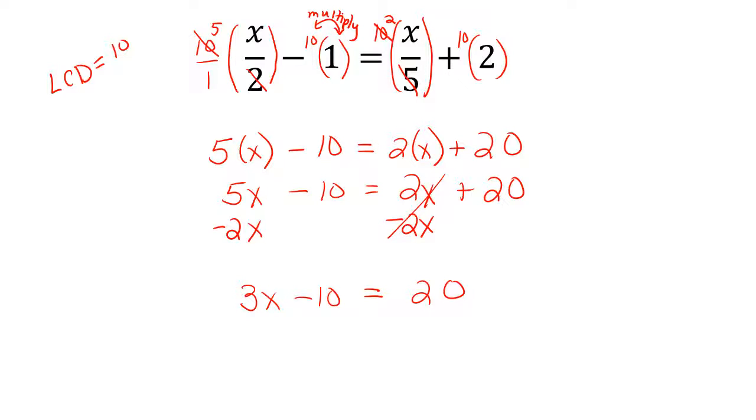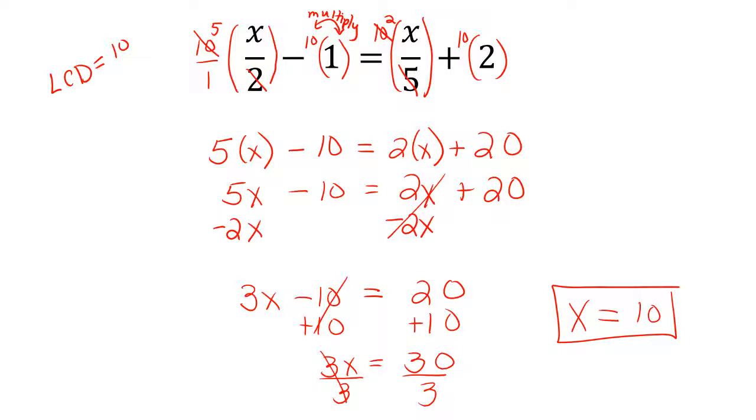Now I can use the addition property to isolate the x term. The opposite of negative 10 is plus 10, so add 10 to both sides. 3x is equal to 30. I am now at the last step, which is the multiplication property. The multiplication property also says that you can divide by the coefficient 3 here. So I divide both sides of my equation by 3. Thus, the solution is x equals 10. That is 30 divided by 3.